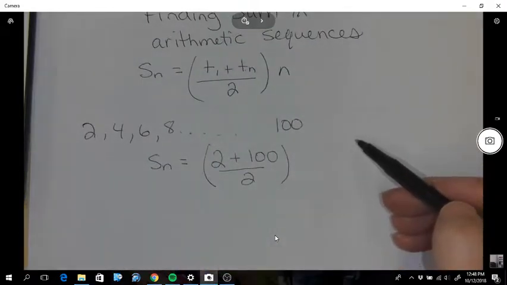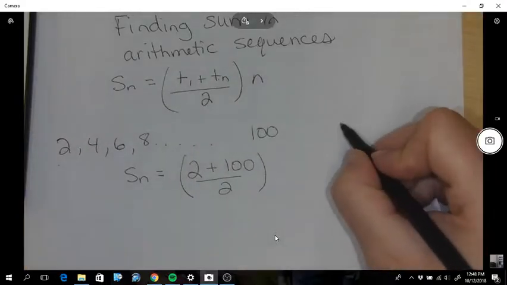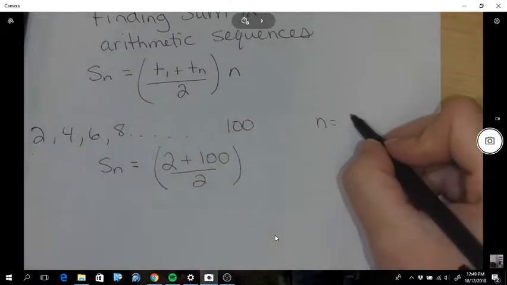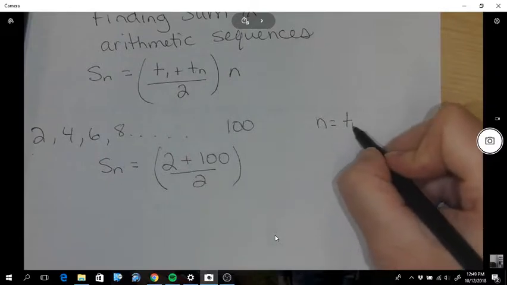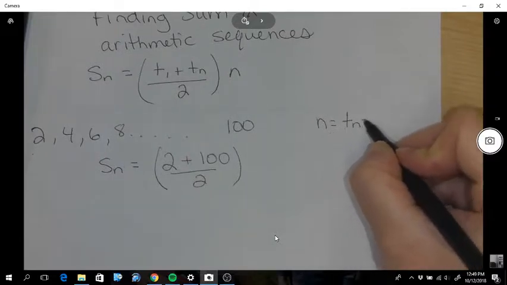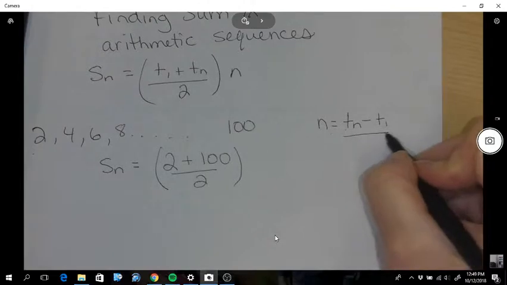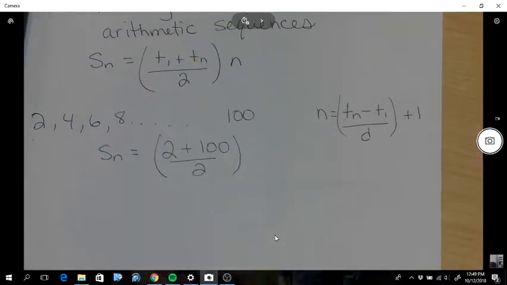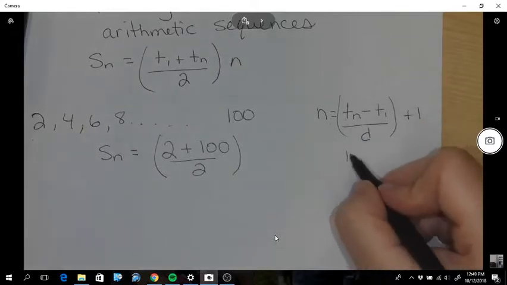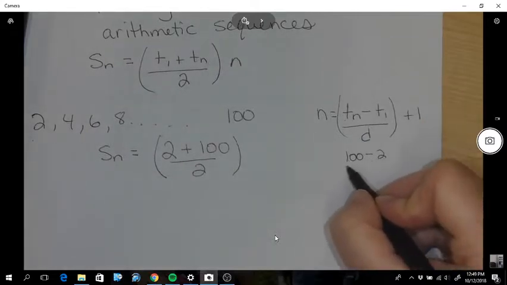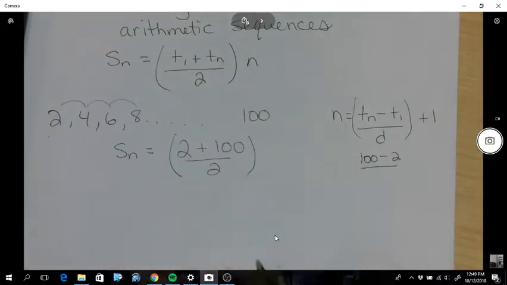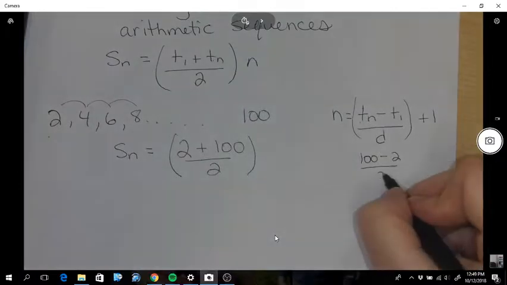Okay, so now we can go into our formula sheet and we have a little formula for that. So we have to do that on the side. In your formula sheet, the number of terms is term n minus term 1 over d, and then add 1. So the last term minus the first term, 100 minus 2, over the difference. So what was going on every time? A plus 2.